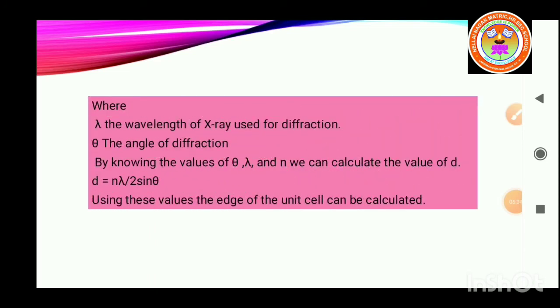In the above equation, what is lambda here? Lambda is equal to the wavelength of the X-ray used for diffraction. What about theta here? Theta is equal to the angle of diffraction. By knowing the value of theta, lambda and n, we can calculate the value of d. So, what about d? d is equal to n lambda divided by 2 sin theta. Using these values, the edge of the unit cell can be calculated.